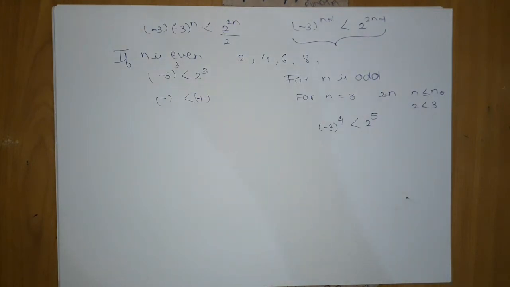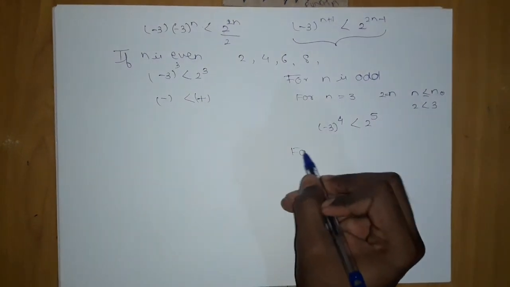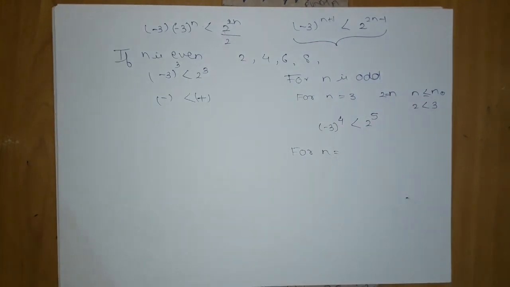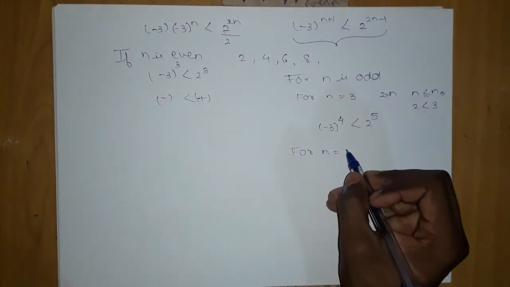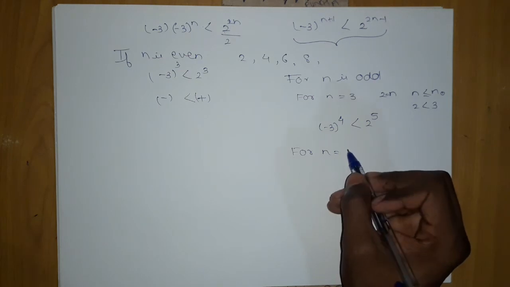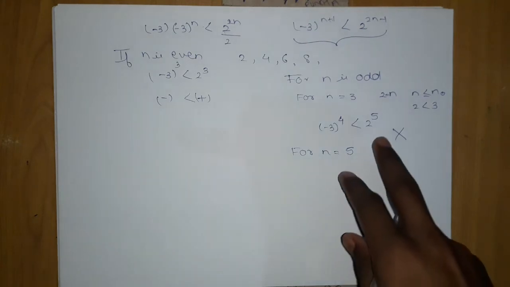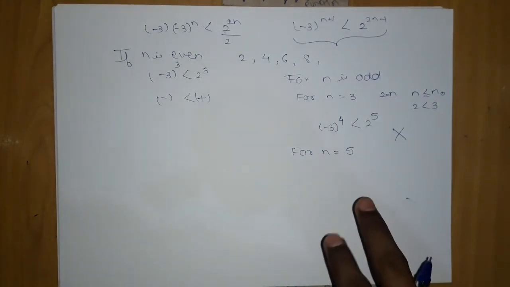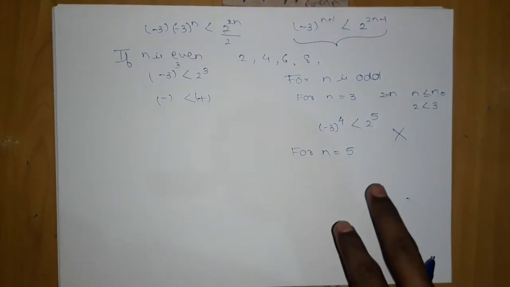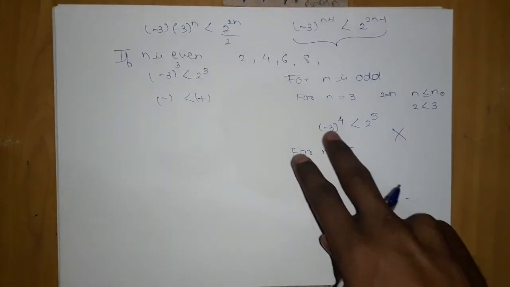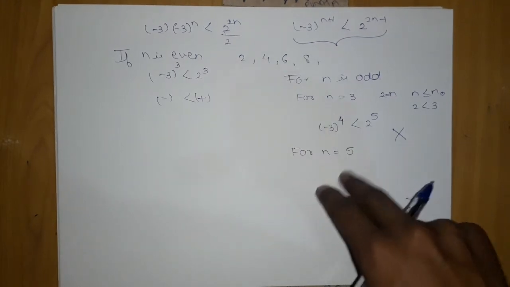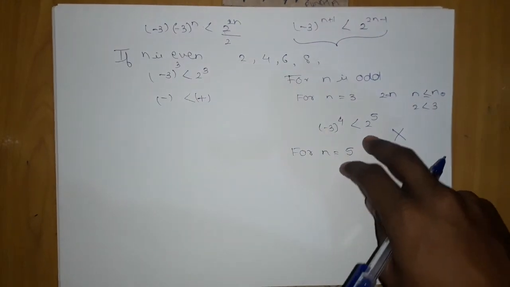Now let's analyze the next number, n is equal to 3. We have analyzed 3. Let's analyze for 5. It is not happening, you can check the value. I have calculated 3 to the power 4, 27, into 2. 2 to the power 5 is a very big number. So we analyze that n equal to 3 doesn't satisfy this condition. Minus 3 to the 4 is greater than this, so this condition fails.